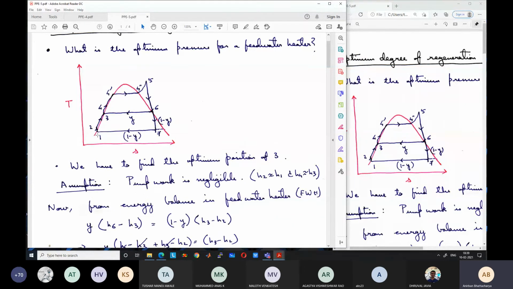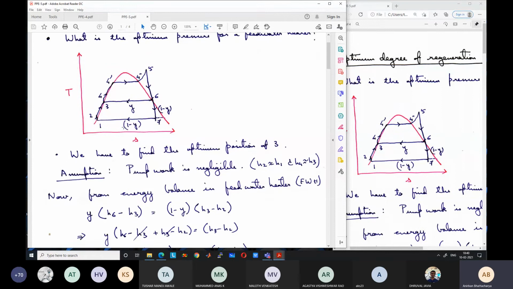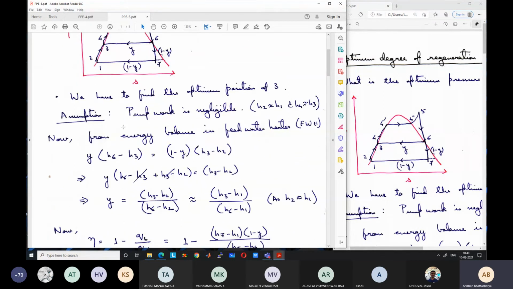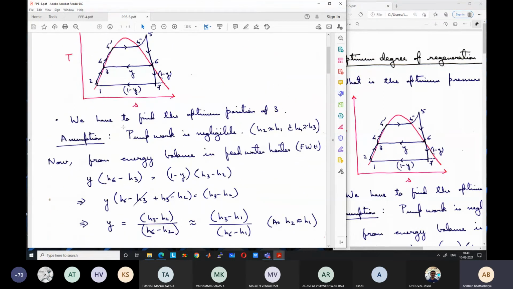So it means that points 2 and 1 are coinciding, or H2 is equal to H1. Similarly, points 4 and 3 also coincide, so H4 is almost equal to H3. Now we will do an energy balance in the feed water heater. Okay, so y into (H6 minus H3) is equal to (1 minus y) into (H3 minus H2).